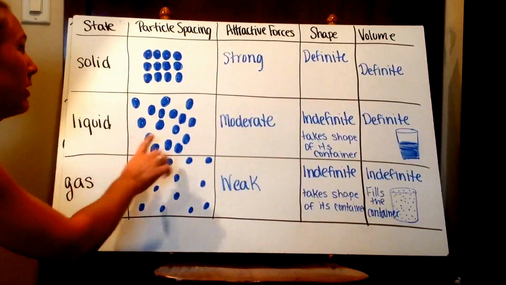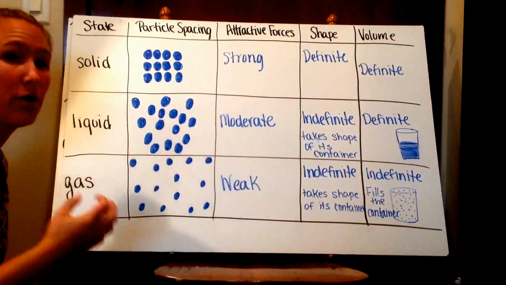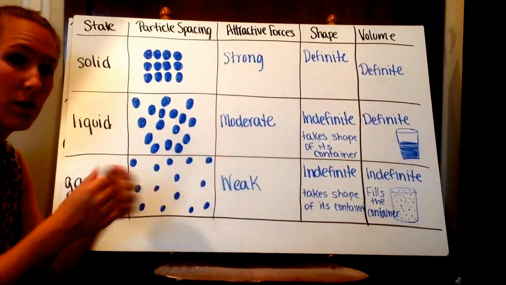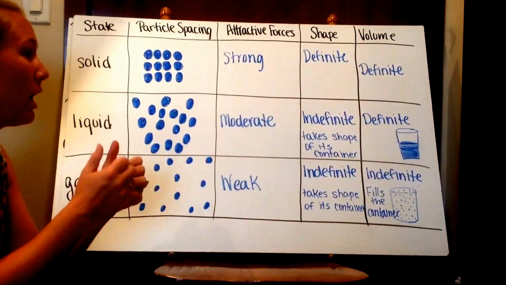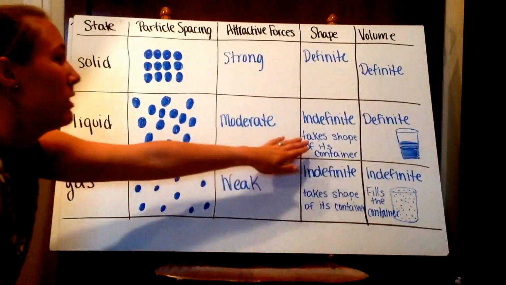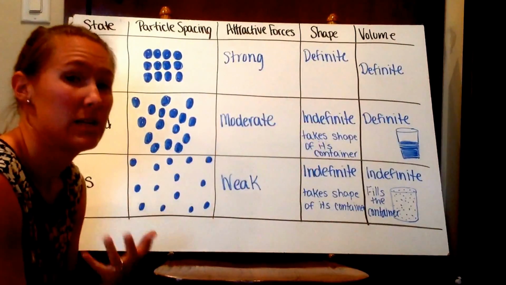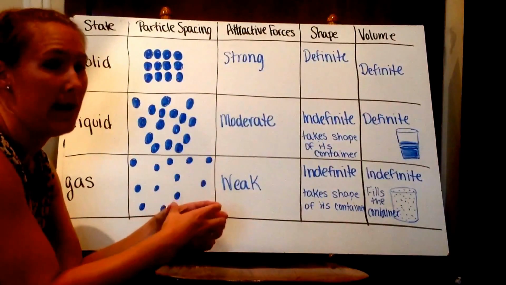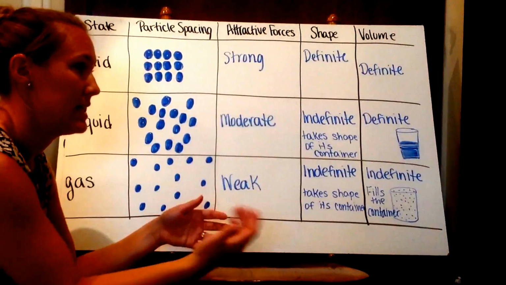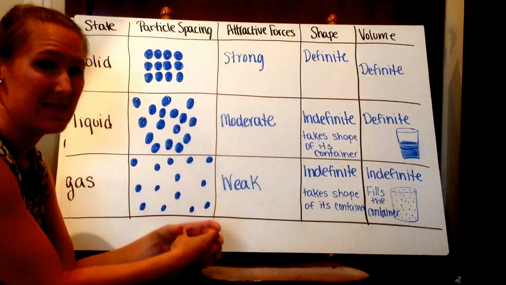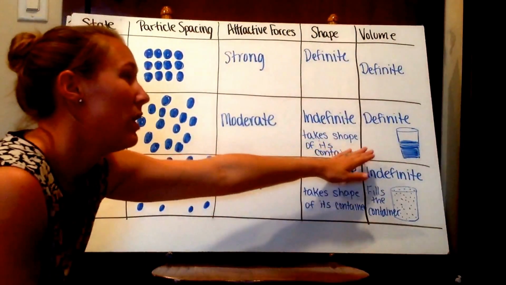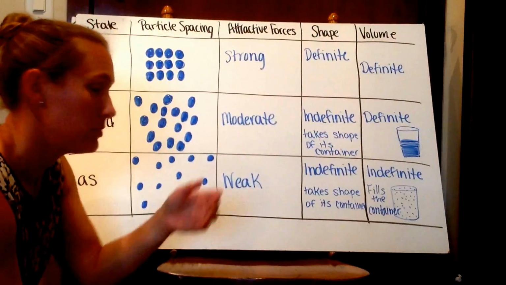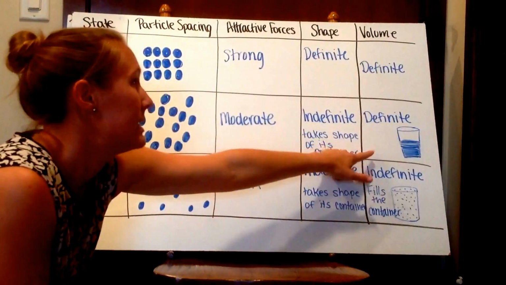In a liquid, however, the particles are spaced a little further out. They're fluid, they can move past each other. The attractive forces are moderate, so they're still attracted to each other a little bit, but they can still move. Their shape is considered indefinite, which means it takes the shape of its container. If I pour a liquid into a glass, it's going to get rounded like the edges of my glass, whereas my solid would stay as that cube. Its volume is definite. You can't change the volume, so we say that it has definite volume.